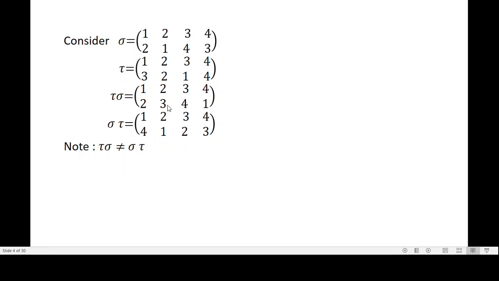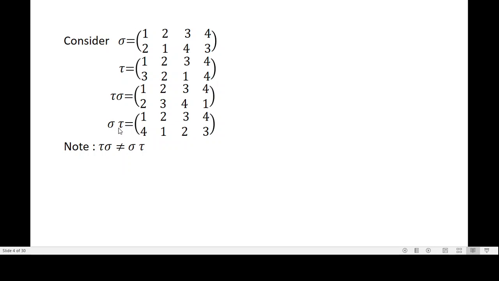Tau sigma of 3 is equal to tau of sigma of 3, which is equal to tau of 4. Tau of 4 is equal to 4. Tau sigma of 4 is equal to tau of sigma of 4, that is equal to tau of 3. Tau of 3 is equal to 1.